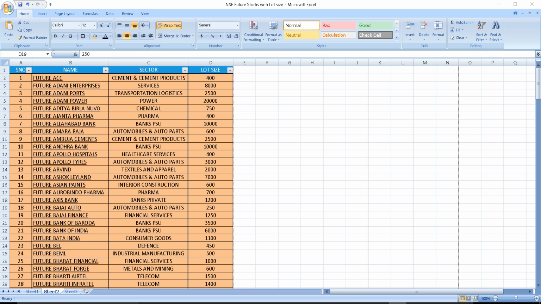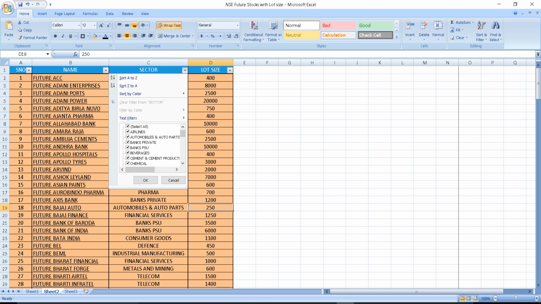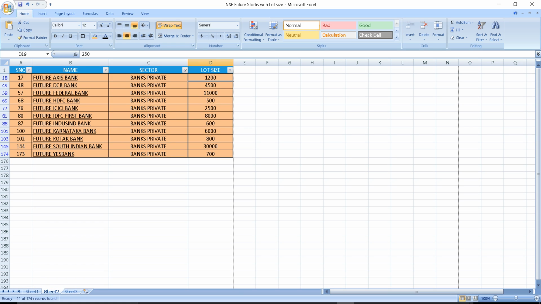Here the different sectors are also listed. If you want to choose a particular sector, some people have sound knowledge of particular sectors, let's say the banking sector, private banking. If you click it here and select the OK button, only the private banking stocks will come up, and their respective lot sizes will also be listed here. Private sector banking stocks generally have much higher lot sizes.